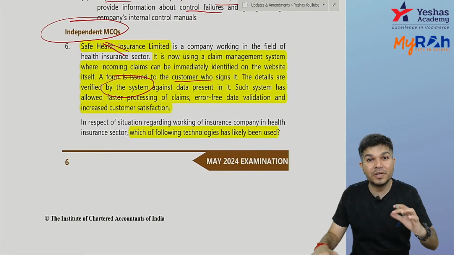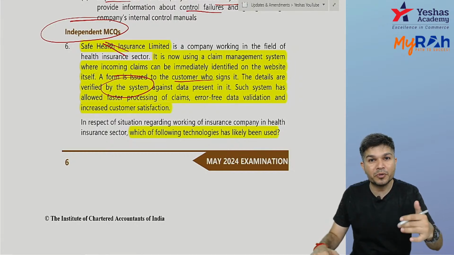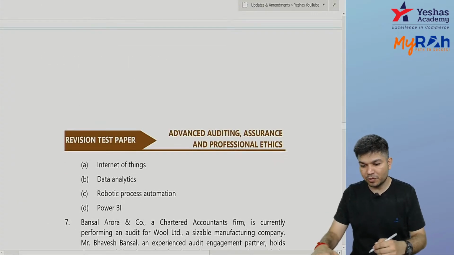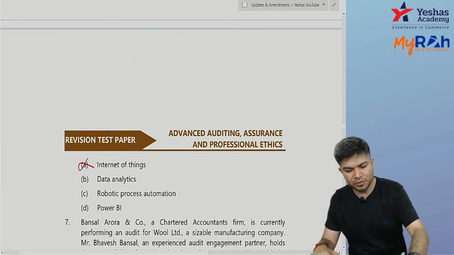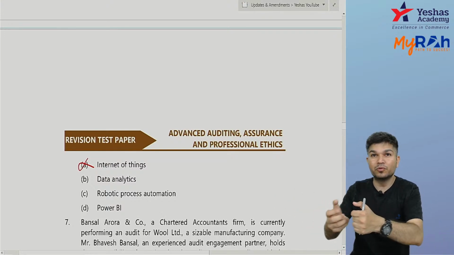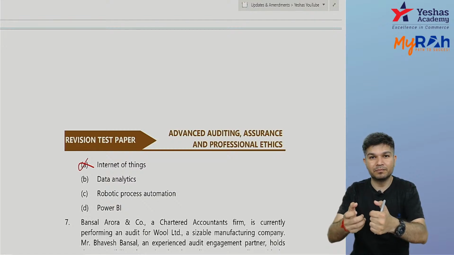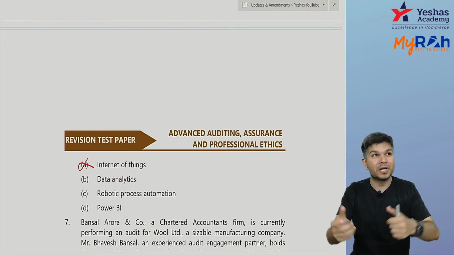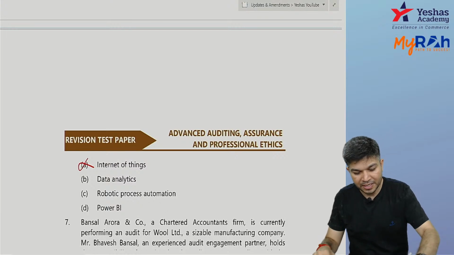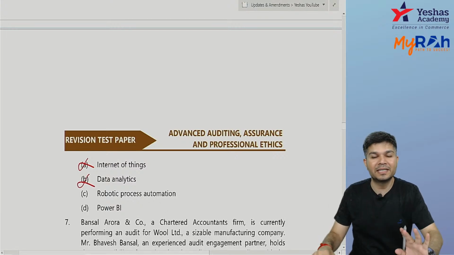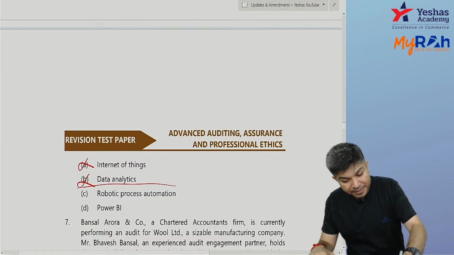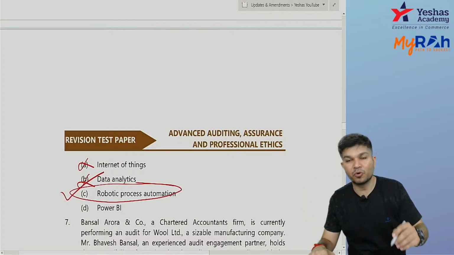So guys, you've done some automation, some processes you automated. Which of the technologies is used? Internet of Things? No. Internet of Things is when you start a car or start an AC with a mobile. That's Internet of Things. Data analytics? No, it's not data analytics. Here some process is automated. So robotic process automation, this is more correct.